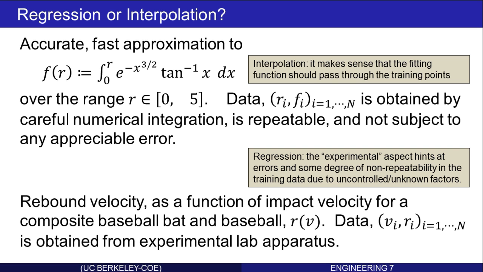I think the second problem is more of a regression problem. The experimental aspect hints at errors and probably some degree of non-repeatability in the training data due to uncontrolled or unknown factors. Here we might expect that even in several experiments that had the same impact velocity, vi, the measured rebound velocity might be different, again, due to these uncontrolled or unknown factors. Therefore, the data may have small, fluctuating complex variability, and it's not our intent to fit that variability, as it's most likely due to other effects.